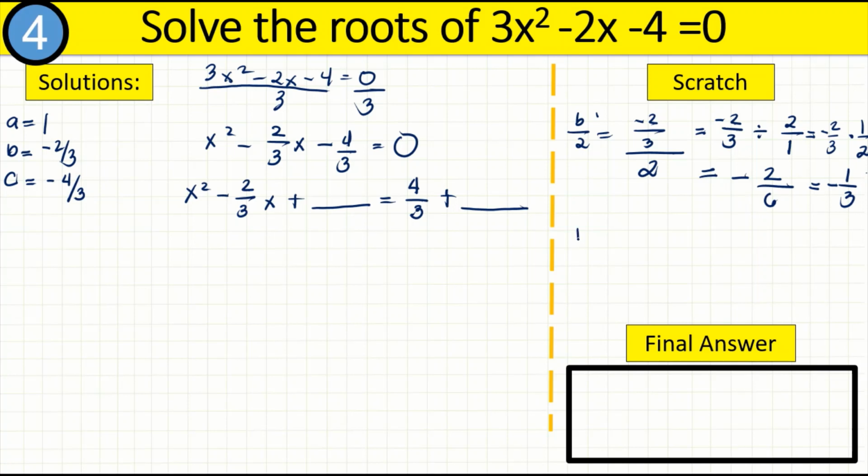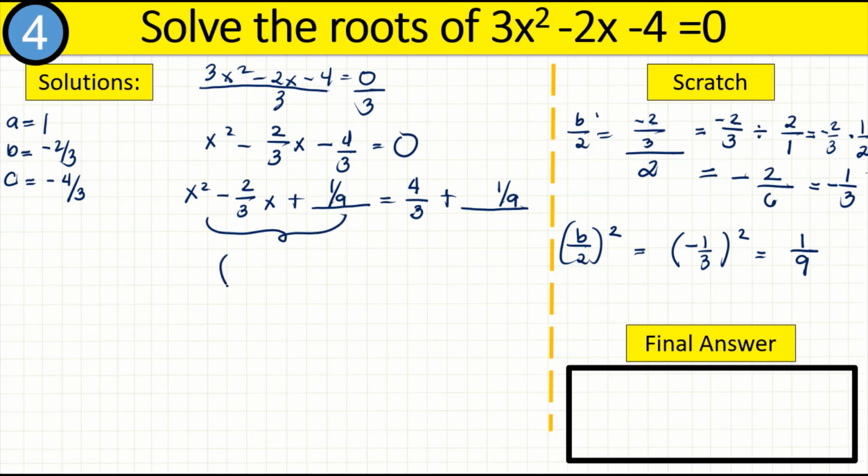Okay, so what is b over 2 squared? Okay, ang b over 2 squared, we have negative 1/3 and then squared is equal to negative times negative equals positive na 1 over 9. So, yung 1 over 9 na yan, ay ilalagay natin dito. 1 over 9 and 1 over 9. Okay, and then factor this by having x and then squared natin. And kopyahin mo yung b over 2, which is negative 1/3. Okay, is equal to 4 over 3. Okay, plus 1 over 9.